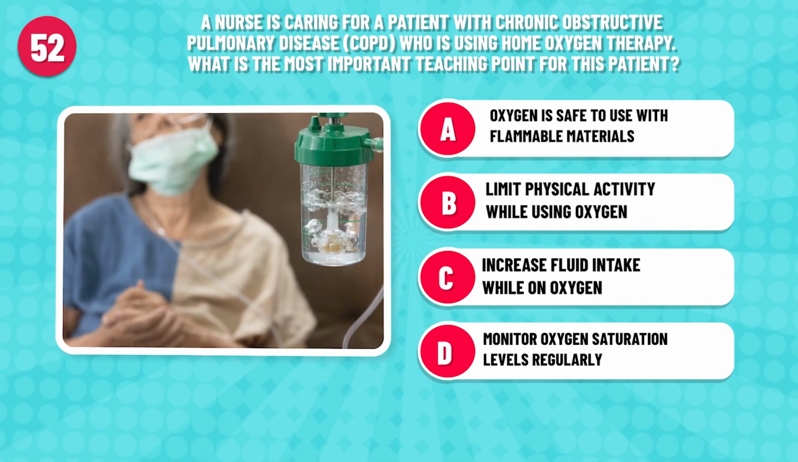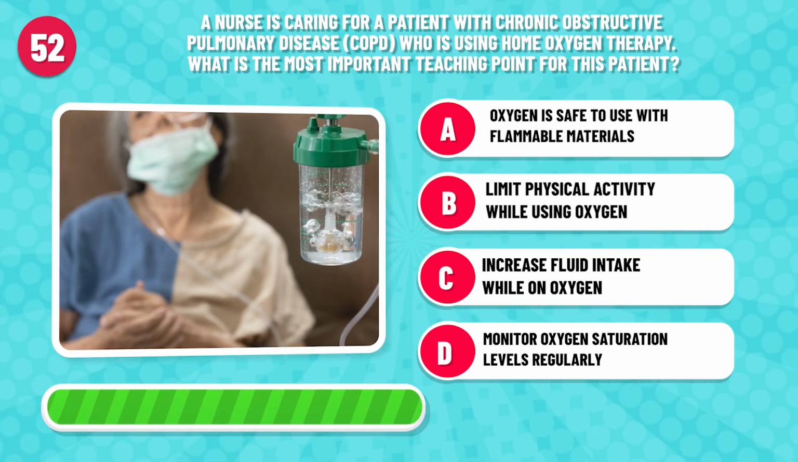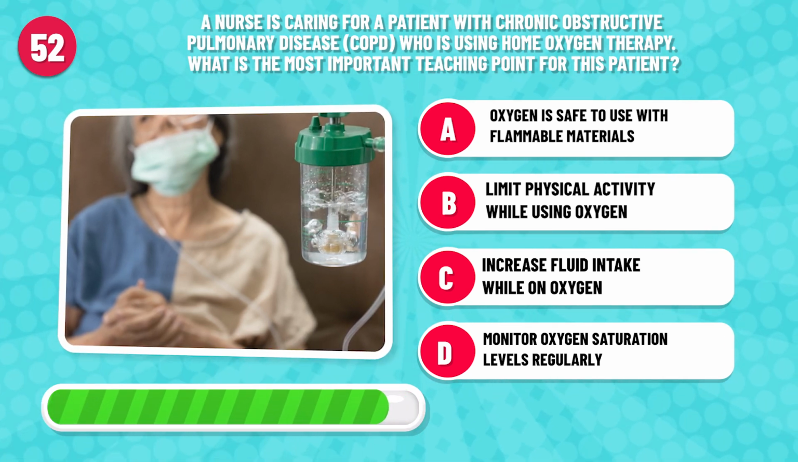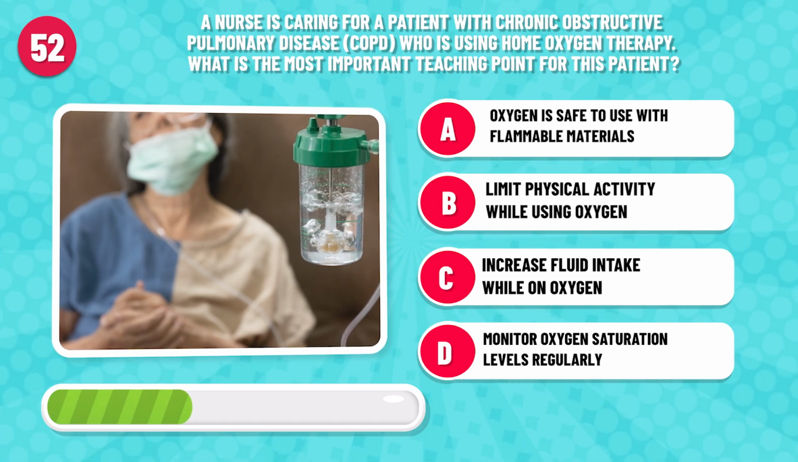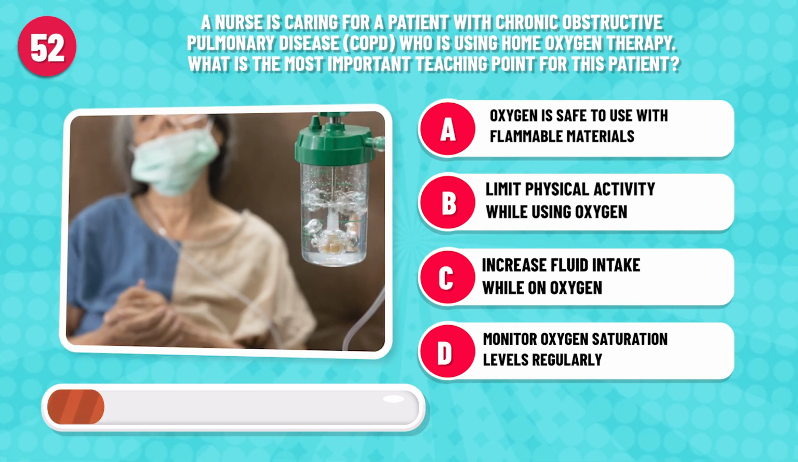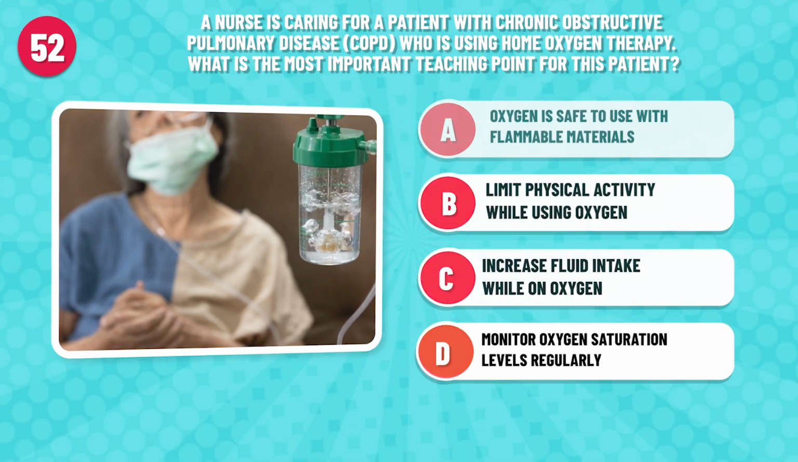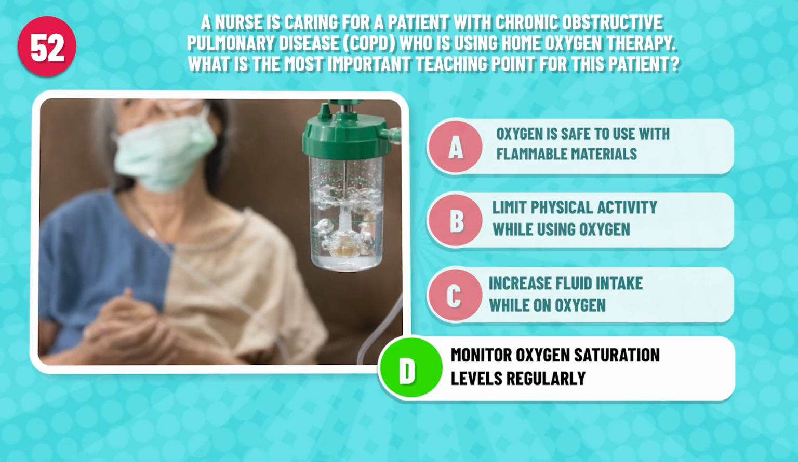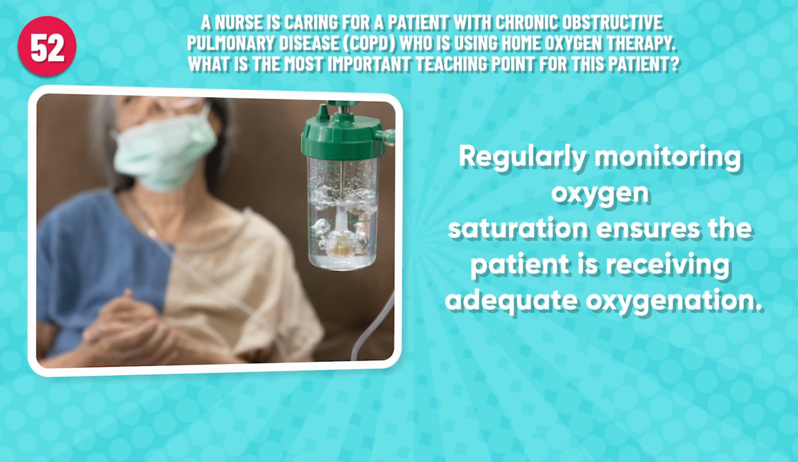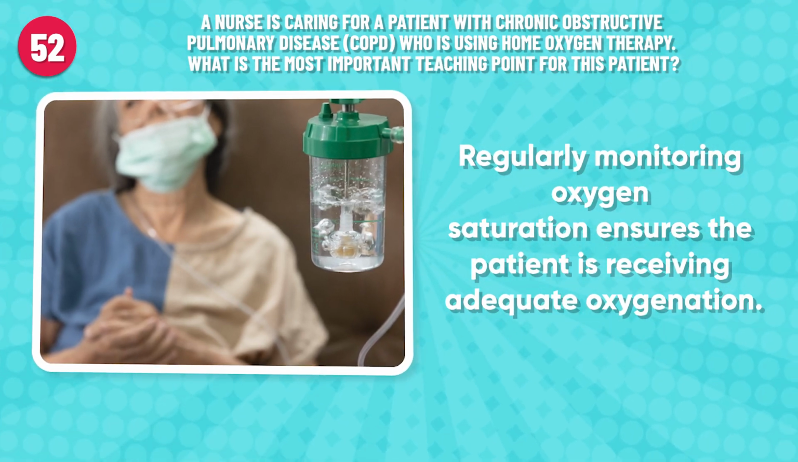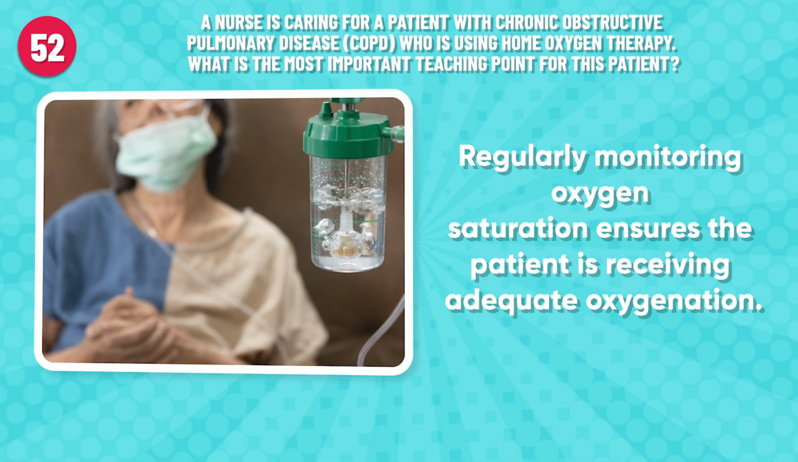A nurse is caring for a patient with chronic obstructive pulmonary disease, COPD, who is using home oxygen therapy. What is the most important teaching point for this patient? It's D. Monitor oxygen saturation levels regularly. Regularly monitoring oxygen saturation ensures the patient is receiving adequate oxygenation.